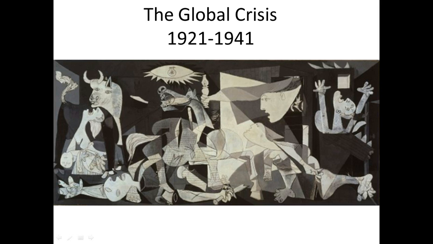This, by the way, is a great painting, a very famous painting called Guernica by Pablo Picasso. And this is his interpretation of witnessing the attack on the Spanish town of Guernica during the Spanish Civil War.